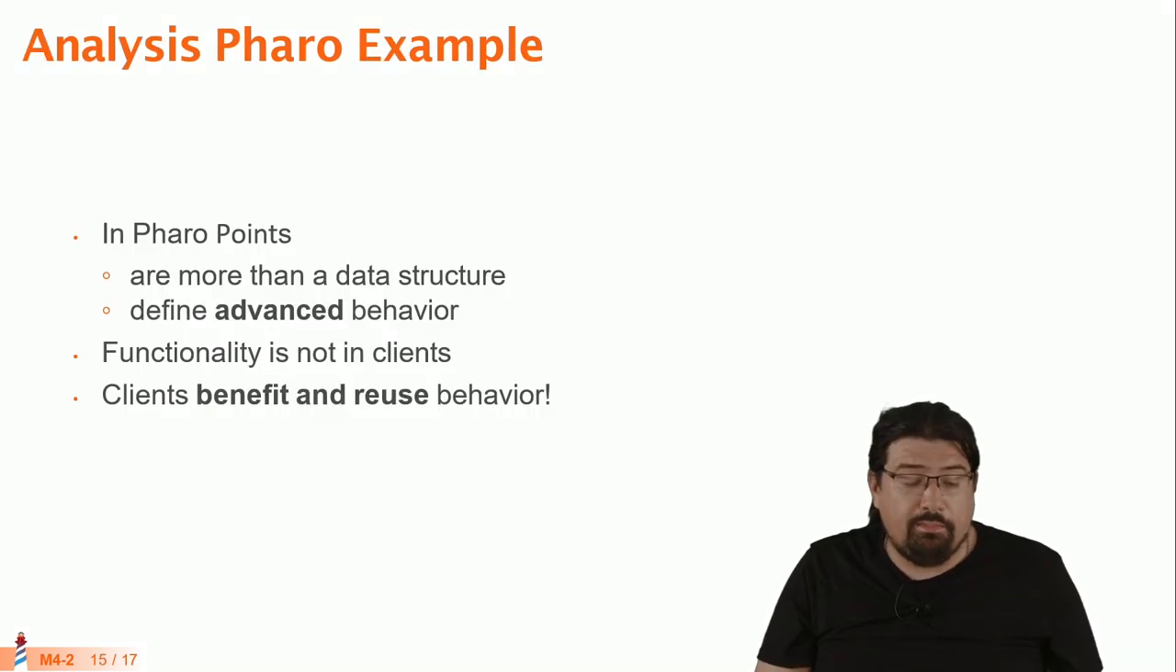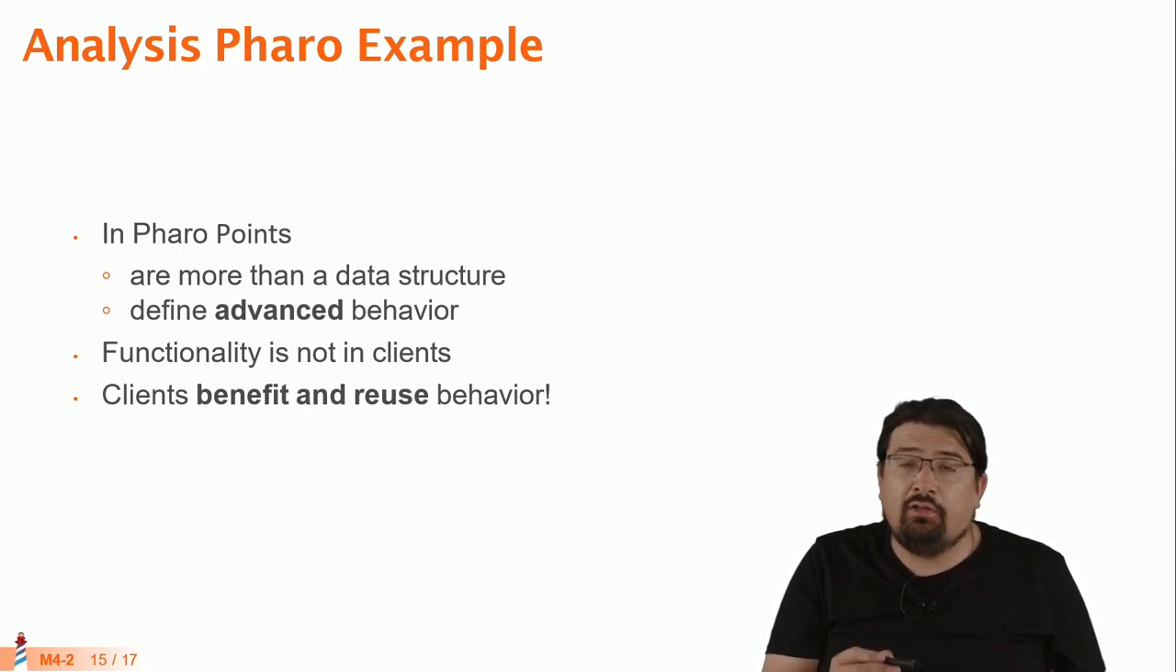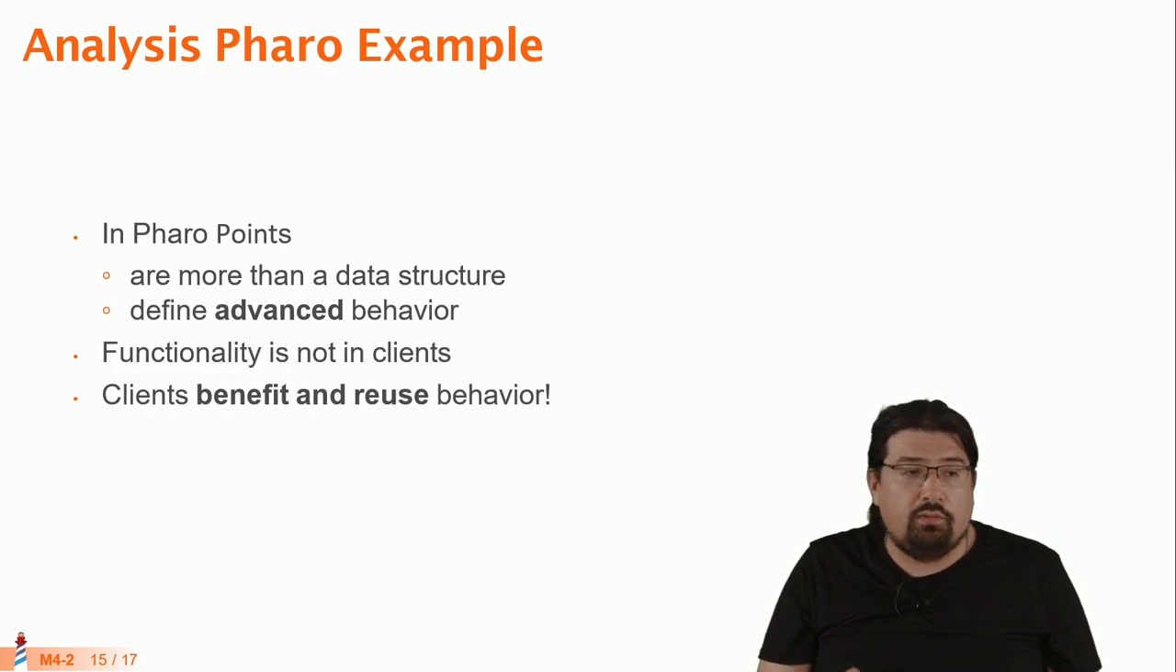In the Pharo example, we see that we use Pharo points as more than a data structure. We send a lot of messages to them, and we let them implement advanced behavior. This functionality does not need to be implemented in the client and is easy to reuse because our points are better units that we want to use.